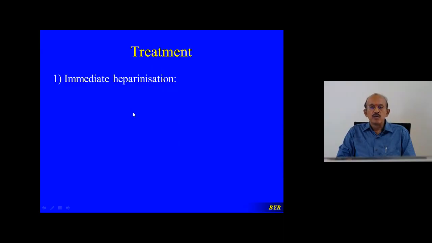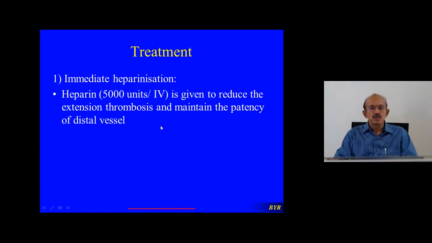So we have seen that whenever there is an acute occlusion by a thrombus or an embolus, there will be a propagated clot both proximally as well as distally up to the branches. So that propagated clot should be avoided. Otherwise, your treatment will become more cumbersome and the effects of occlusion will be more severe. So heparin 5000 units is given intravenously to reduce the extension thrombosis. This is called extension thrombosis or propagated clot, and to maintain the patency of the distal vessel.